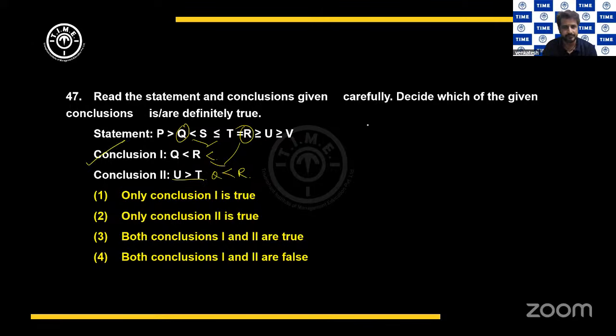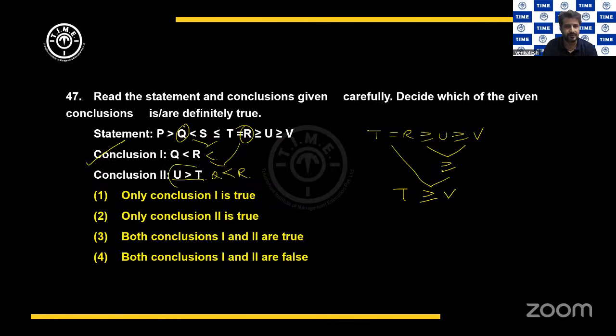U greater than T. Okay. What is the equation? T equal to R, greater than or equal to U, greater than or equal to V. Greater than or equal to leads to greater than or equal to. Equal to and greater than or equal to leads to greater than or equal to. So the conclusion is T greater than or equal to V.